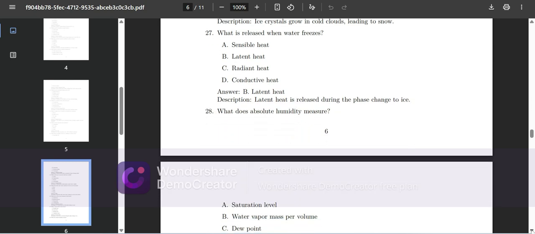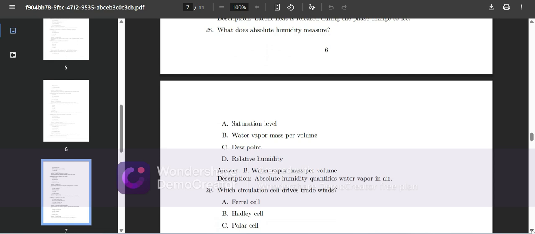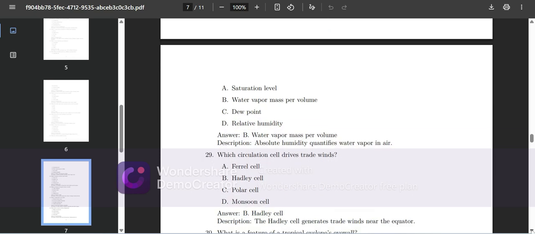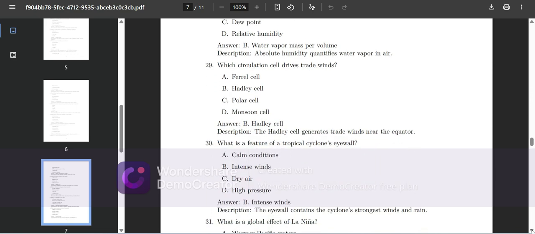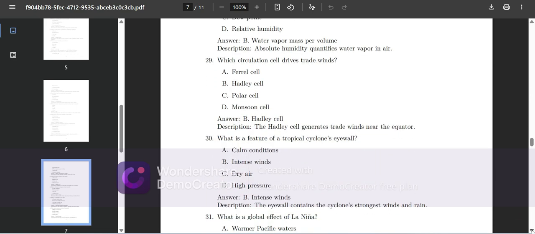What does absolute humidity measure? Water vapor mass per volume. Absolute humidity quantifies water vapor in air. Which circulation cell drives trade winds? Hadley cells. The Hadley cells generate trade winds near the equator.